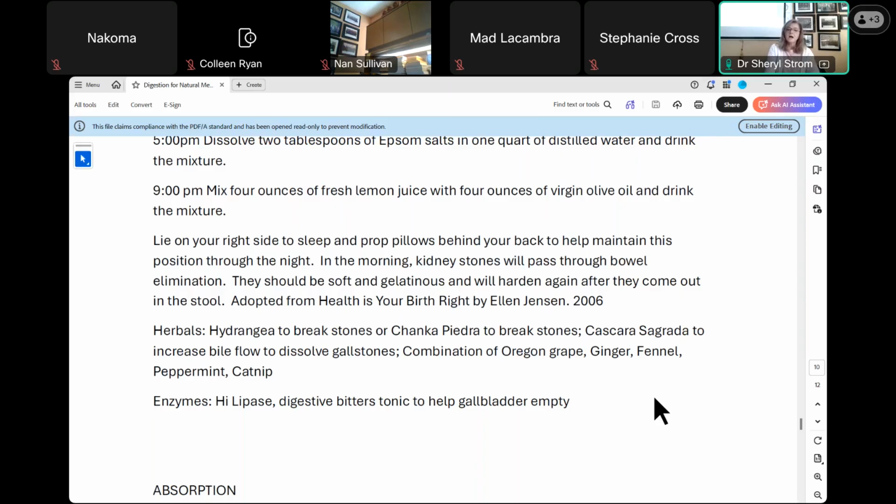This is what I like: a combination of Oregon grape, ginger, fennel, peppermint, and catnip. It's very calming for the GI, the gastrointestinal tract itself. Fennel helps to dispel gas, and so does peppermint and catnip. If you've never taken catnip, it's not just for cats to get them excited, but I've used that in children, by the way. Catnip is great for children.